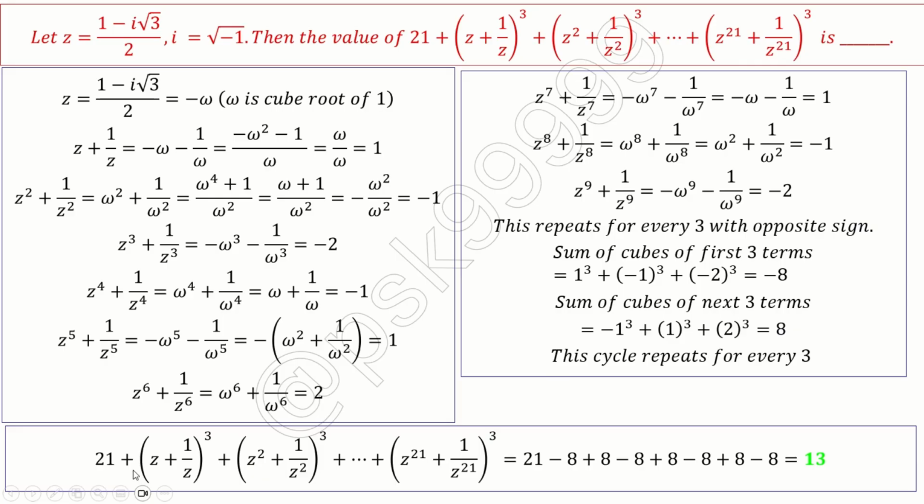So your final answer is 21 plus all this expression, and these 21 terms will become 7 terms. Each one is minus 8 plus 8 minus 8 plus 8 minus 8 plus 8. Seventh term is minus 8. So you are left with minus 8 here. Minus 8 plus 8 cancel, minus 8 plus 8 cancel, minus 8 plus 8 cancel. You are left with minus 8. So 21 minus 8, which is 13. That is the answer. Next.